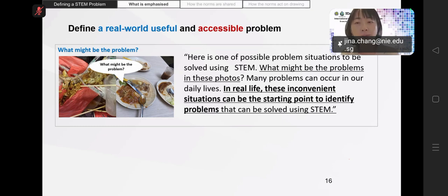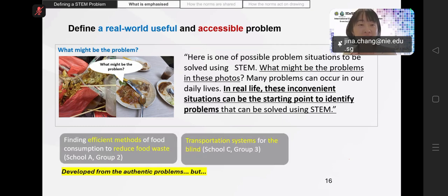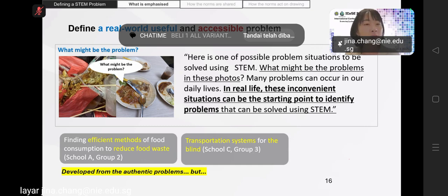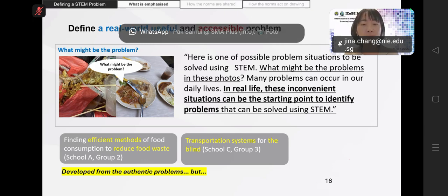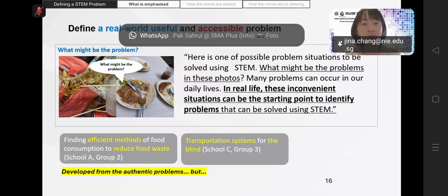These are the problems generated by students the first time. They said, finding efficient methods of food consumption to reduce food waste. And another group generated the problem, transportation system for the blind. So what do you think? Do you think that these two are good STEM problems? Both of them were generated from real-life, daily-life inconvenient situations, right?